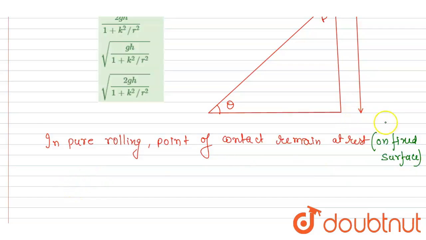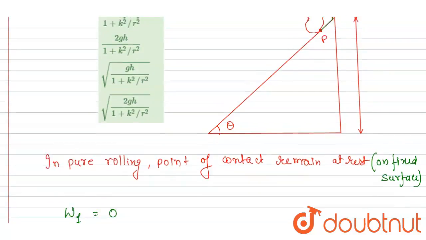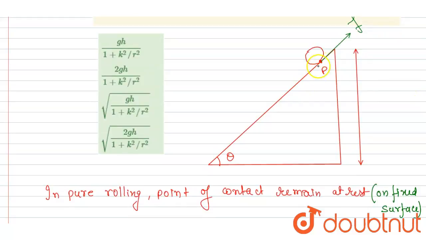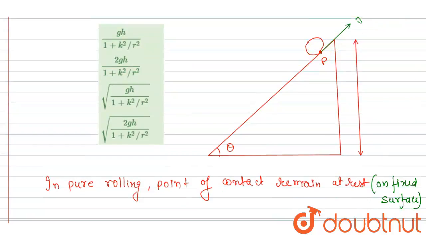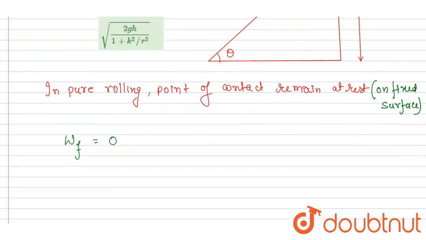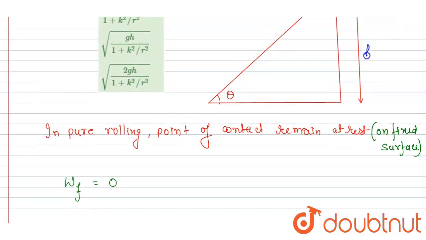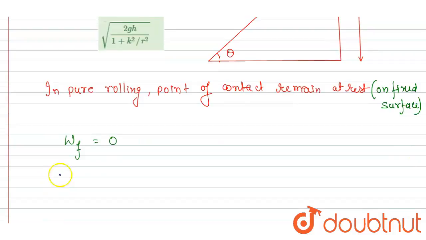So if I talk about the work done by the friction force, it will be 0 because the point of contact is stationary here. Since the inclined plane is fixed, the point of contact will have the same velocity as well as acceleration as the point on which it is in contact. So if the friction force work done is 0 and this height is given, it is h, we can write down the work energy theorem.